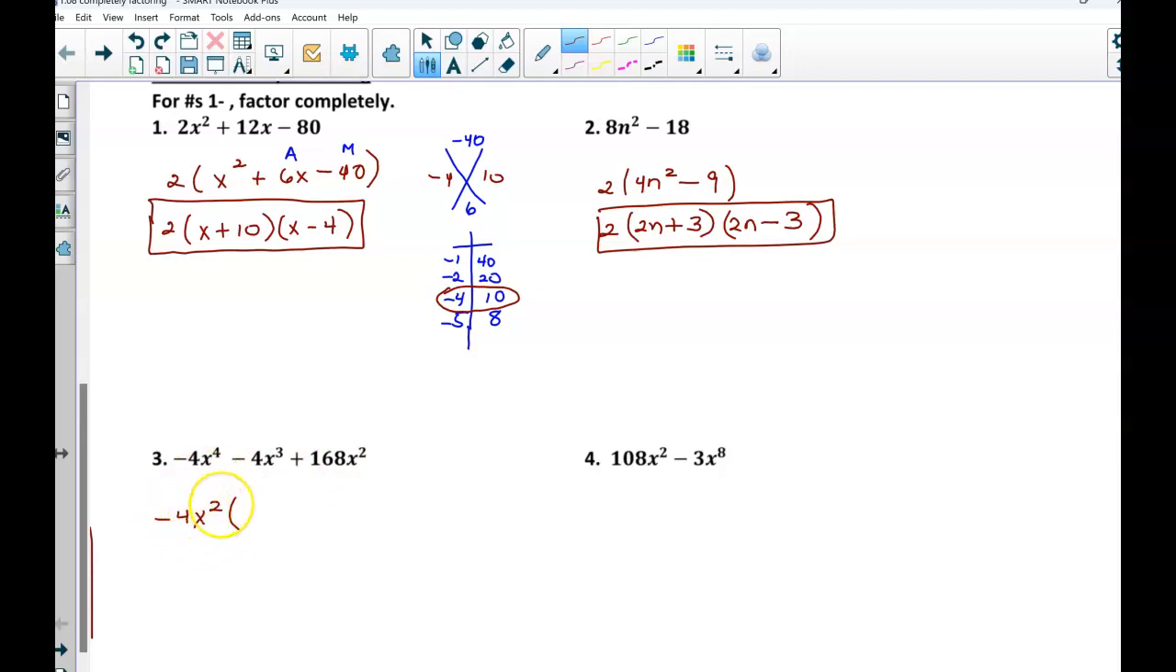And you want to do that. You always want to factor out the highest. So negative 4x to the 4th divided by negative 4x squared: negative 4 divided by negative 4 is 1, x to the 4th divided by x squared is x squared. Negative 4 divided by negative 4 is 1, x cubed divided by x squared is x.